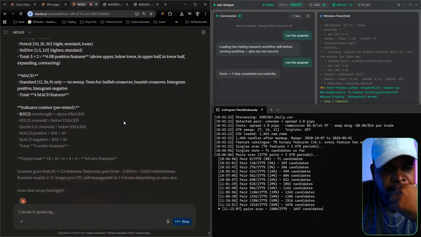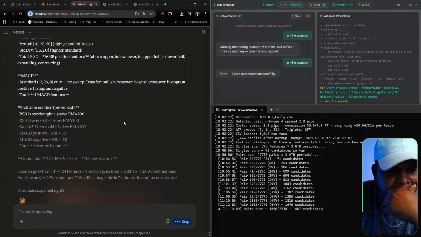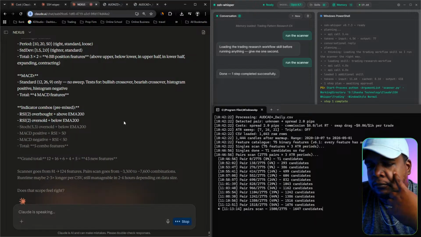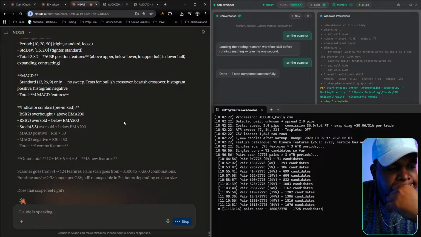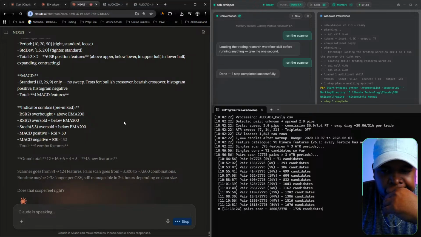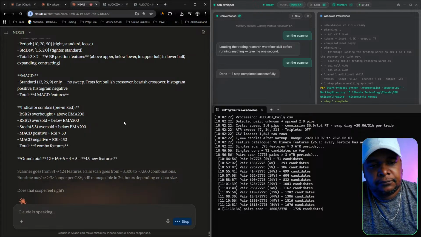Indicator combos, pre-mixed. RSI 2 overbought plus above EMA 200. RSI 2 oversold plus below EMA 200. Stochastic oversold plus below EMA 200. MACD positive plus RSI above 50. MACD negative plus RSI below 50. Total 5 combo features. Grand total: 12 plus 16 plus 6 plus 4 plus 5 equals 43 new features.